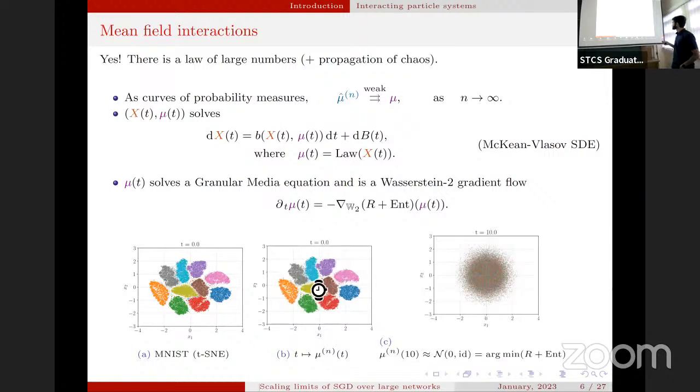This is where it converges after a long period of time. That roughly looks like normal of 0, identity. And we for a fact know that this is nothing but the minimizer of the variance function plus the entropy function. So what the Wasserstein gradient flow tells us is that the evolution of mu t is nothing but the Wasserstein gradient flow of the risk function regularized with entropy, which is because of the Brownian motion. And these are two different compact ways of describing the limiting evolution of the system of interacting particles.